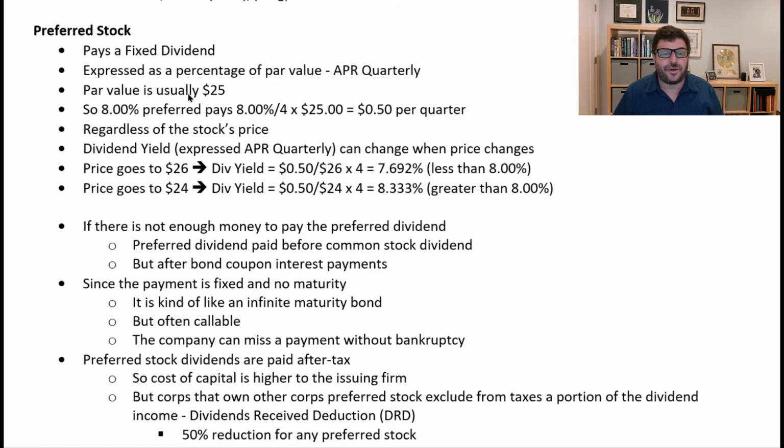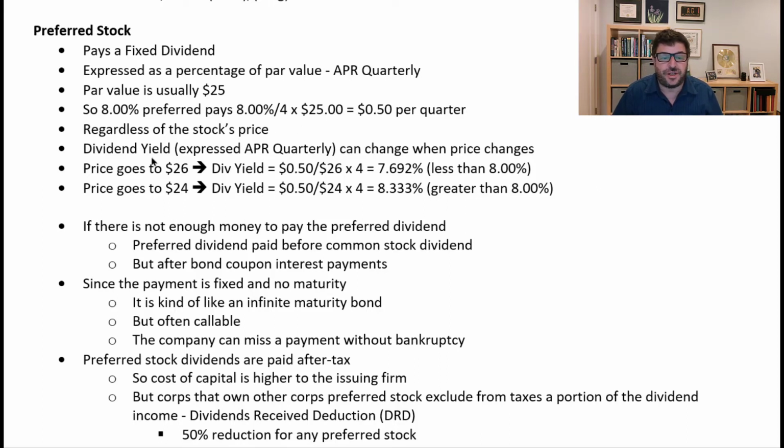The par value for preferred stock is usually $25, although a lot of textbooks will show this as 100. So 8% preferred pays 1/4 of 8% on $25 every quarter. You get a 50-cent per quarter dividend, regardless of the stock's price.